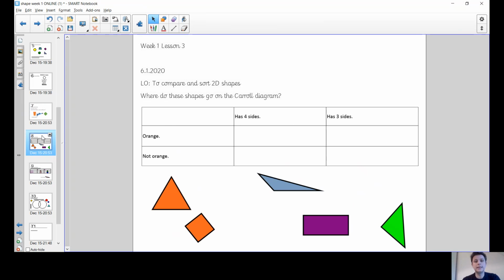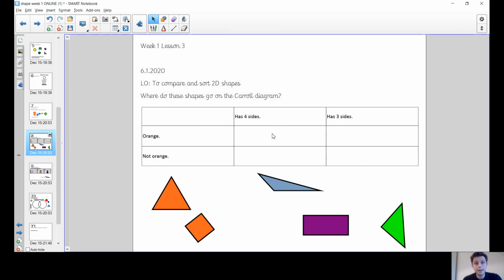Right, let's have a look at what we're doing next. So we're going to look at something called a Carroll diagram. A Carroll diagram is a way that you can sort shapes into different groups. So we've got four categories here that we need to sort the shapes in. Down this side, we've got orange and not orange. And on this side, we've got shapes that have four sides and shapes that only have three sides.